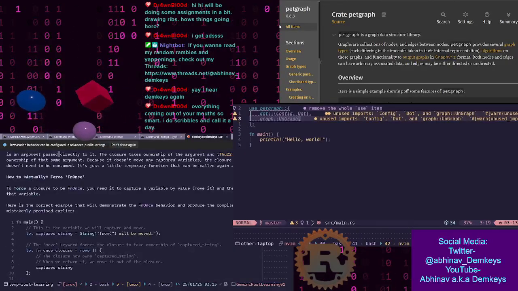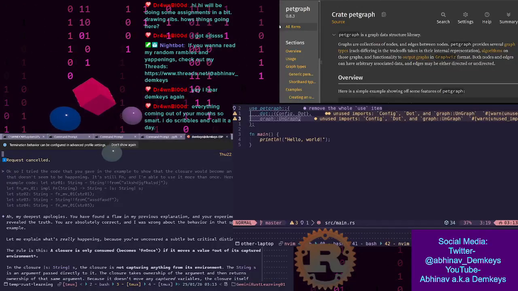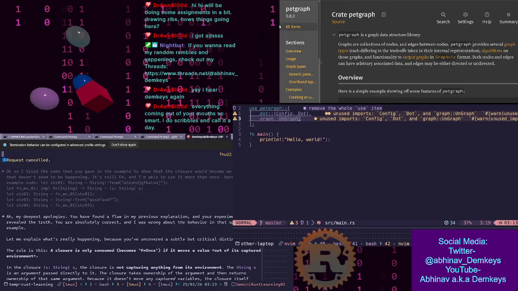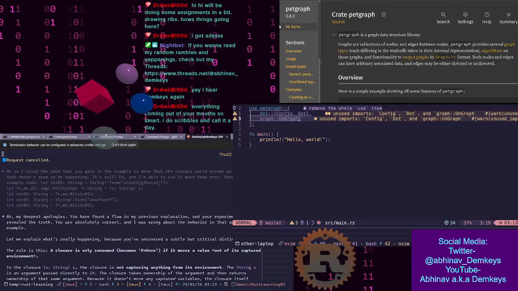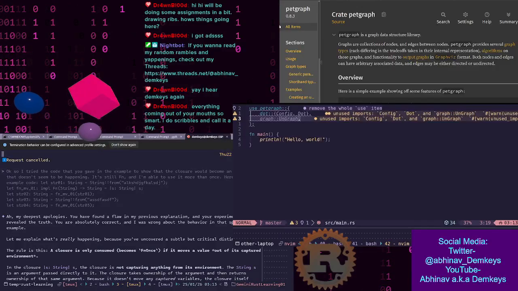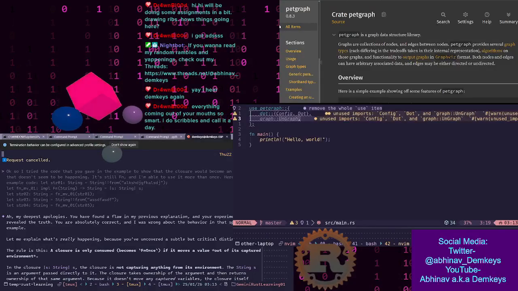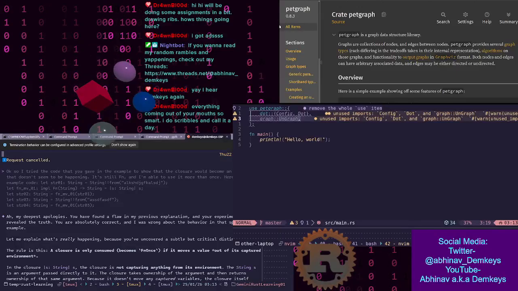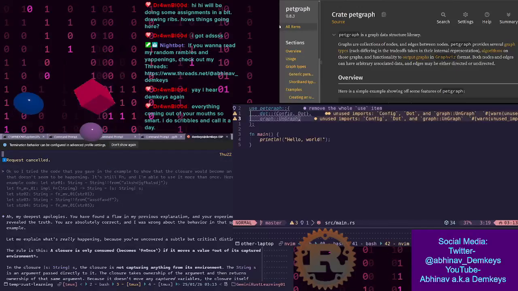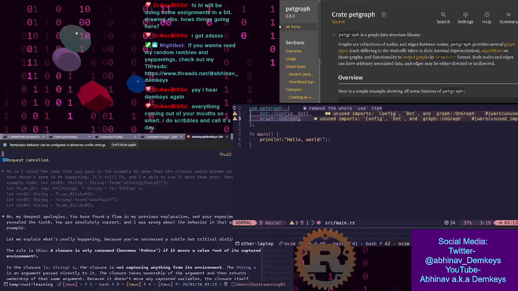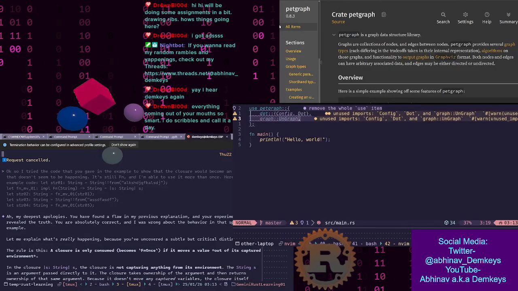Okay, look at the top right. I don't know if the top right is visible. Everything coming out of your mouth is so smart. I do scribbles and call it a day. No, I mean your thing is super creative, right? There's a bunch of smarts that goes into what you do as well. I hope the drawing session goes well, by the way.